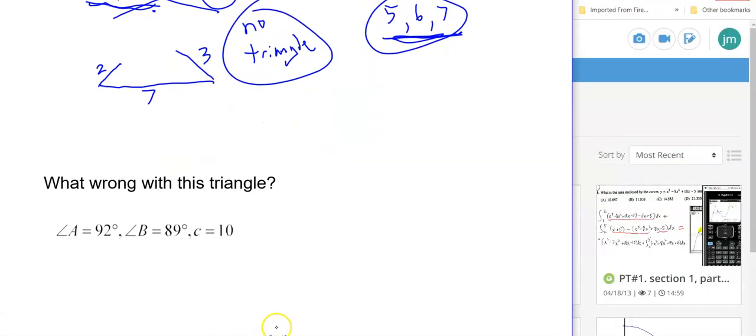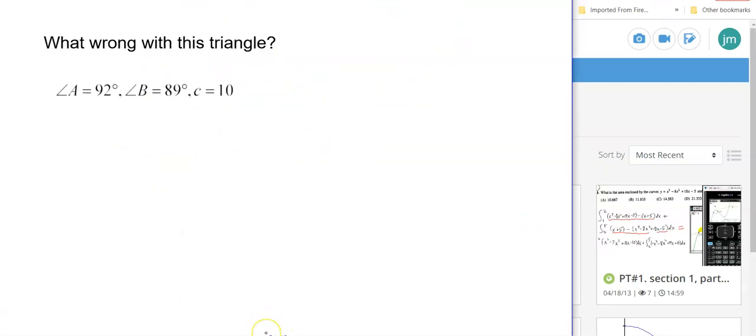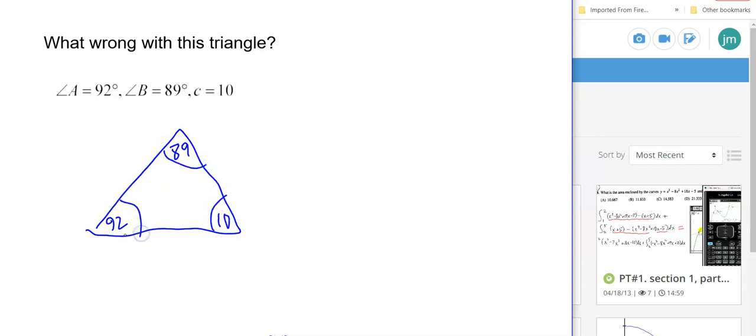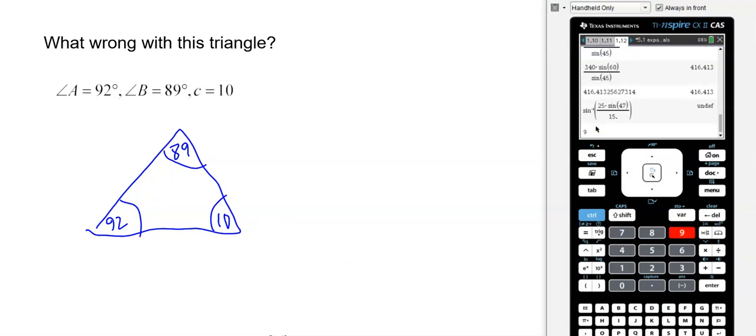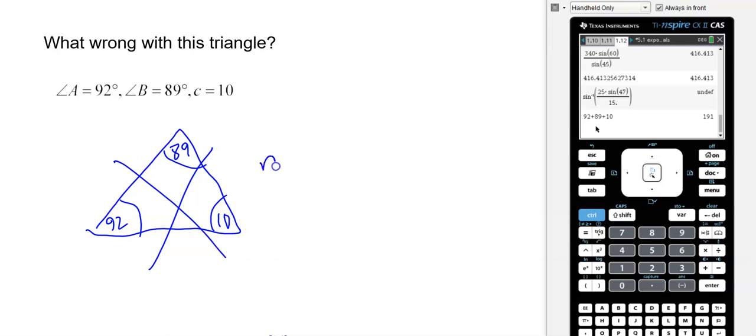What's wrong with this triangle? Be careful. I'm trying to clue you in, like, don't fall for these kinds of classic mistakes, because sometimes I could ask a problem like this. Okay, let's just draw it. Looks like it could be a triangle. So A is 92, B is 89, and C is 10 degrees. And what's wrong with that triangle? If you add these up, let's see, 92 plus 89, plus 10. Uh-oh, I don't think that's a triangle. That doesn't add up to 180, so you'd say no triangle on this one.